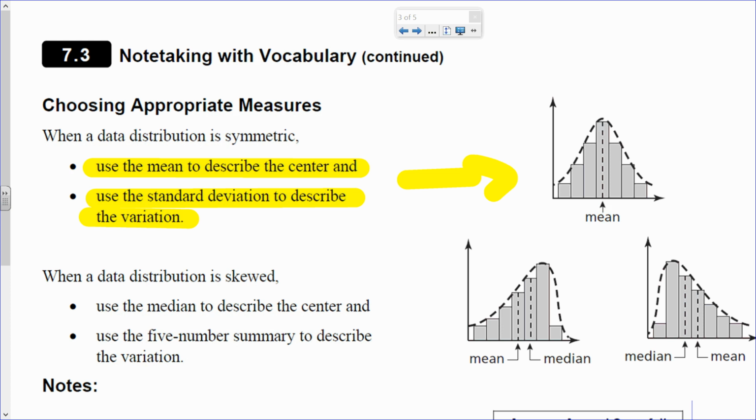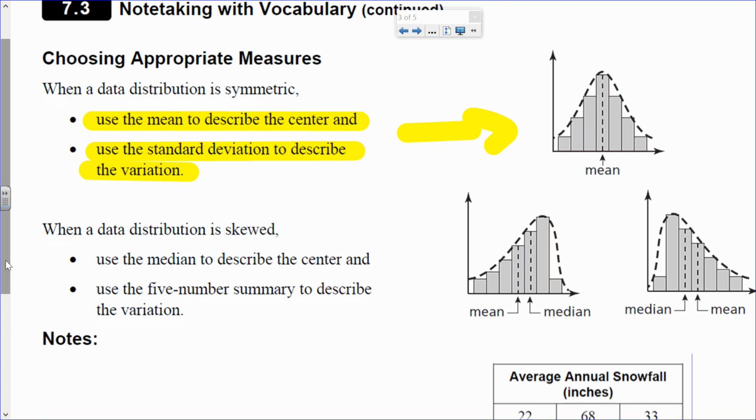But what if your distribution's skewed? What should you use for the center? Well, look what it says. When it's skewed, use the median to describe the center. Look at not the mean, the median. And what about the spread? Use the 5-number summary to describe the variation. Think about this.